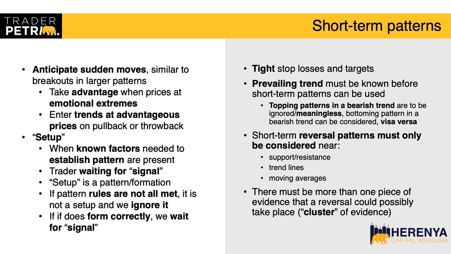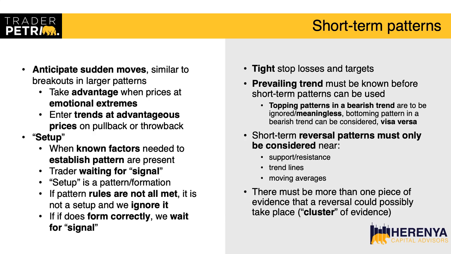Obviously, because we are trading shorter term time frames or shorter term patterns, time frame is irrelevant, whether it's 5 minutes or 2 hours. The fact is we're using very few data points in order to find entries. We have to use tight stop losses and targets. It is also important that we must know the prevailing trend before the short-term pattern can be used. For example, if we don't know the prevailing trend before we see a short-term pattern, it might give a bullish signal or whatever the case is, but we can't necessarily trade that because we don't know where it fits in with the bigger context of where we are in the trend.